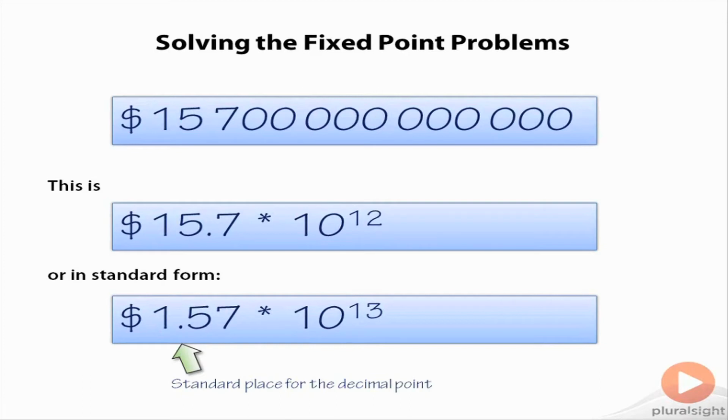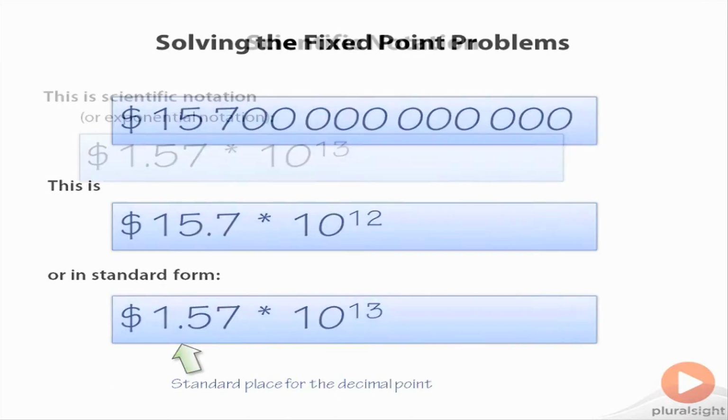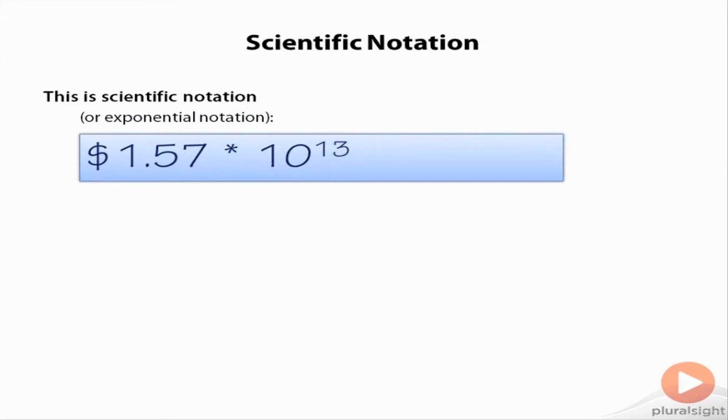If you're confused about that last step, think that I've just divided the 15.7 by 10 and then multiplied the 10 to the 12 by 10, and the two actions cancel out. That's what is known as scientific notation or exponential notation. The reason for being called scientific notation is that science often deals with very big numbers like this, so this way of writing numbers is most commonly used in science.